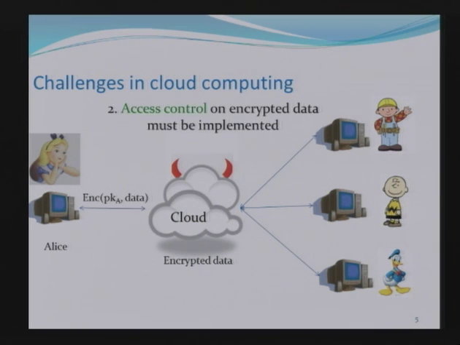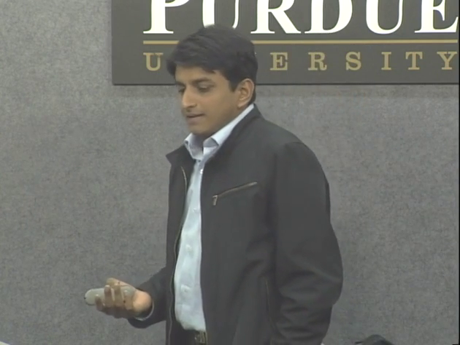This works fine, except that if we had any sort of access control on the data, now that needs to be implemented on encrypted data. So think, for example, Alice wants to give out her social security number to Bob alone because Bob wants to run some credit check or something like that. But she doesn't want Bob to learn all her secret information. She doesn't want Bob to learn her date of birth, or the other secret information that she has.